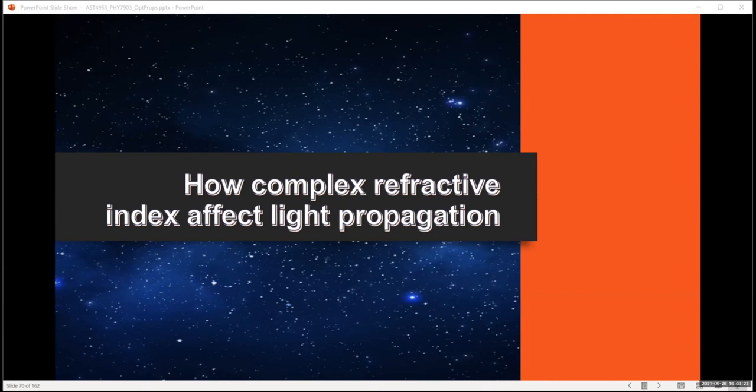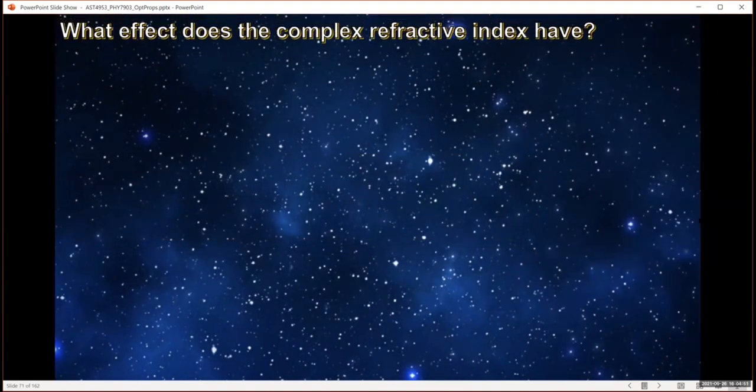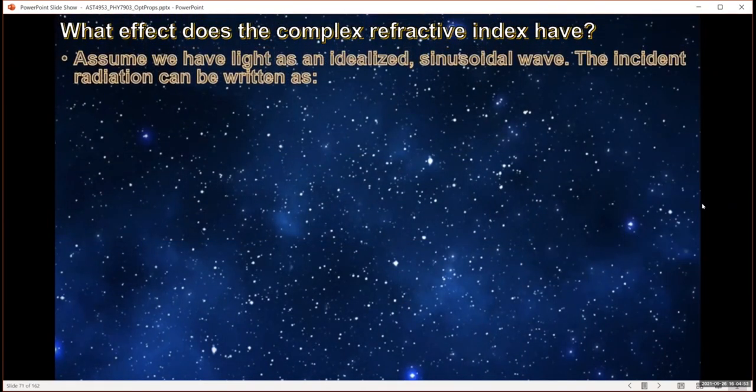In our last video, we talked about the complex refractive index and how it relates to the dielectric function, and where that comes from in terms of the interactions of electrically charged components within atoms and molecules and solids. This time, now that we've derived the complex refractive index, we're going to talk about what effect it has on light. What effect does the complex refractive index have on light?